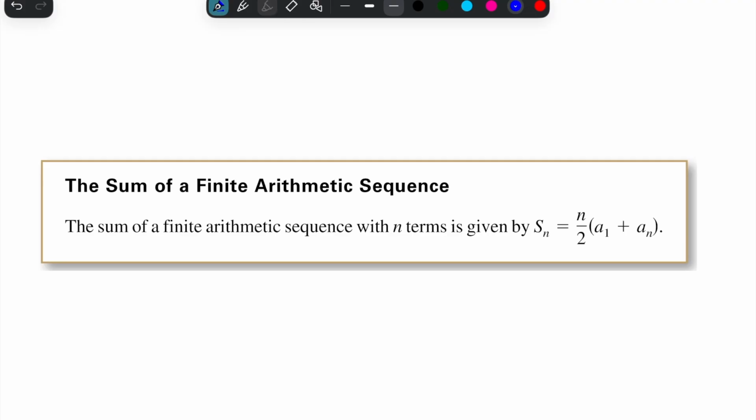So to find the sum of a finite arithmetic sequence, sometimes we call this a partial sum. The sum of the first n terms can be found using this formula. And that's just the number of terms divided by 2 times the quantity, your first term plus your last term. Just to label these for us: remember, n is the number of terms, A1 is your first term, and An is your last term.